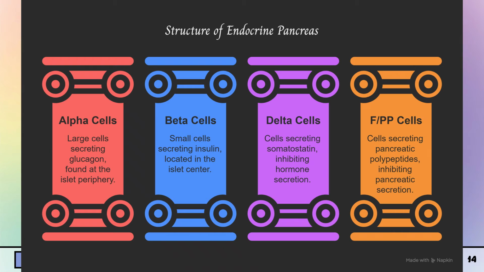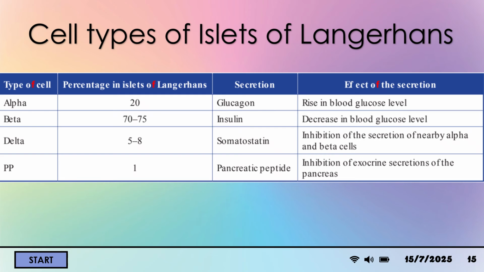So beta center, alpha periphery. Beta cells form 70% of the population. They are small cells with basophilic granules and are mostly found in the center. They secrete insulin, which decreases the glucose level in the blood. And delta cells form 5% of the population. They secrete somatostatin. Then we come to the F cells or the pancreatic polypeptide cells. They inhibit the pancreatic secretion. So these are the cell types. As we have already told the percentages, the main constitution is by the beta cells, which secrete insulin.